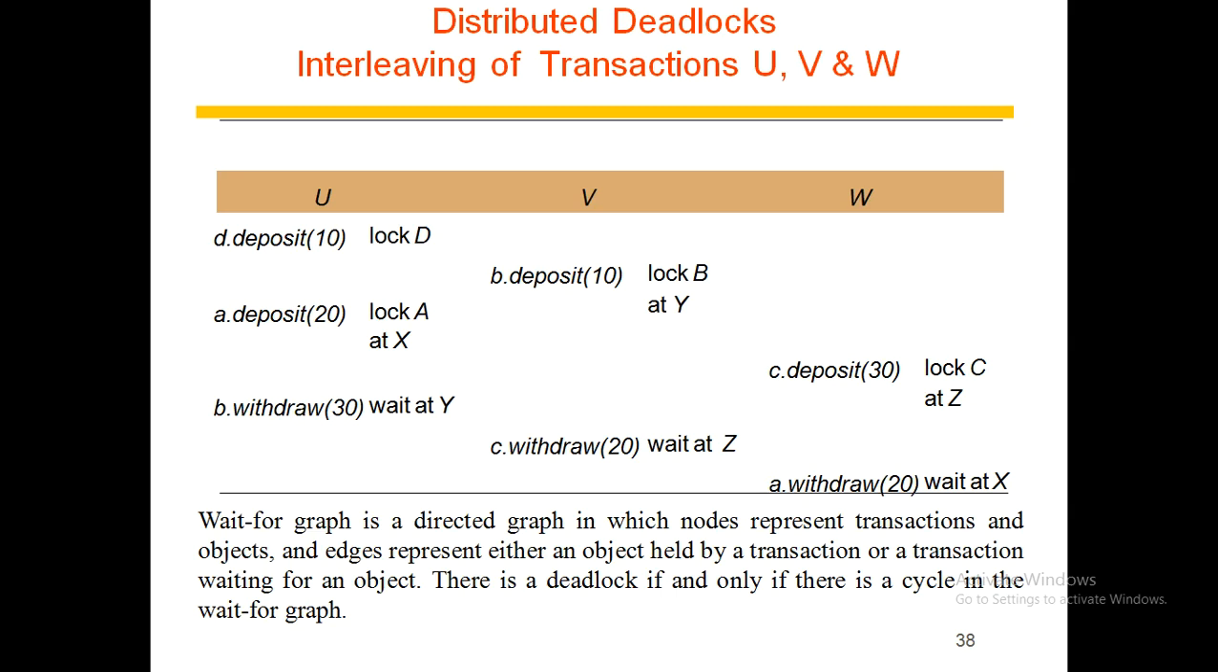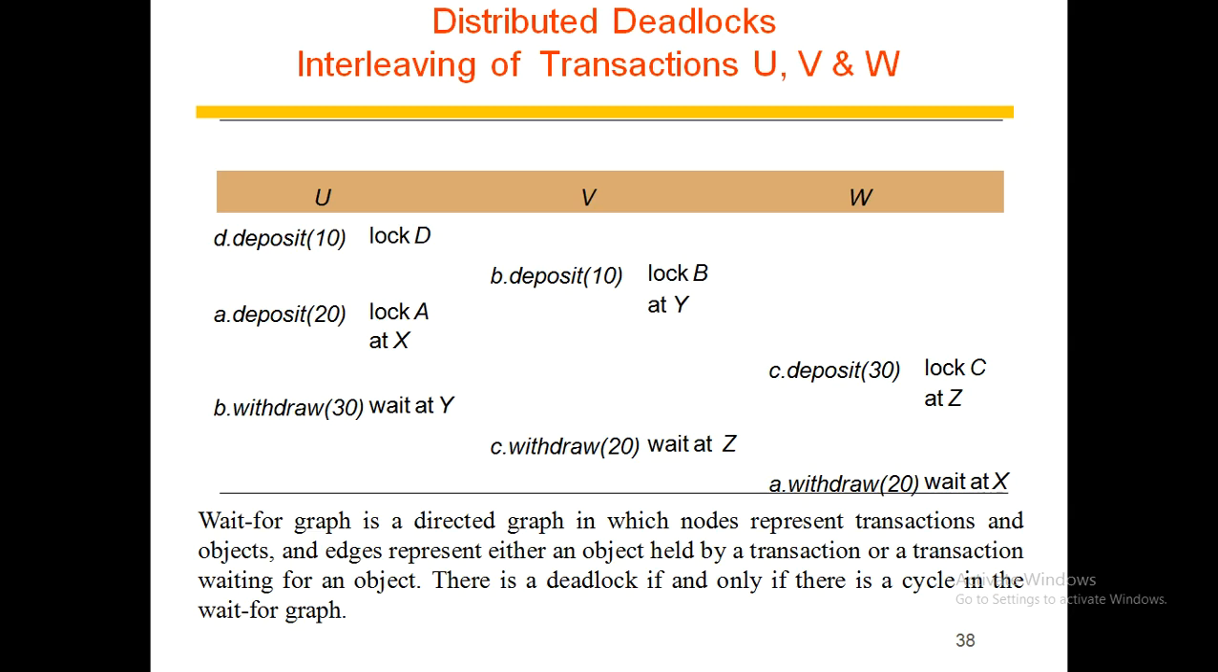Recall that a wait-for graph is a directed graph in which nodes represent transactions and objects, and edges represent either an object held by a transaction or a transaction waiting for an object. There is a deadlock if and only if there is a cycle in the wait-for graph.